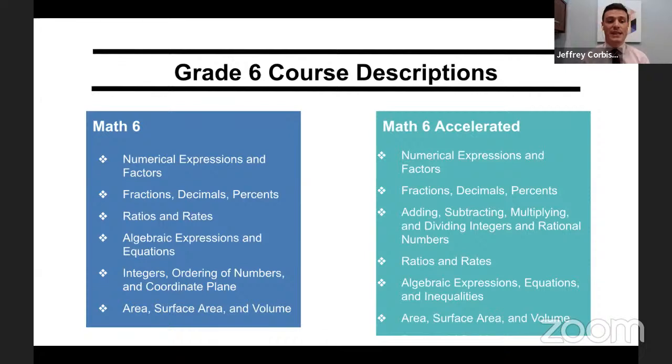Math 6 focuses on some really key areas. First of all, building student understanding of numbers. So that's where students will get introduced to fractions, decimals, percents, integers. And a key part of that is understanding the ordering of these numbers on a number line. How do they all interact together? They'll also have a building and understanding of numerical expressions and factors, how mathematical operations can be put together to form these expressions. A major concept for grade 6 is the understanding of a ratio and rate.